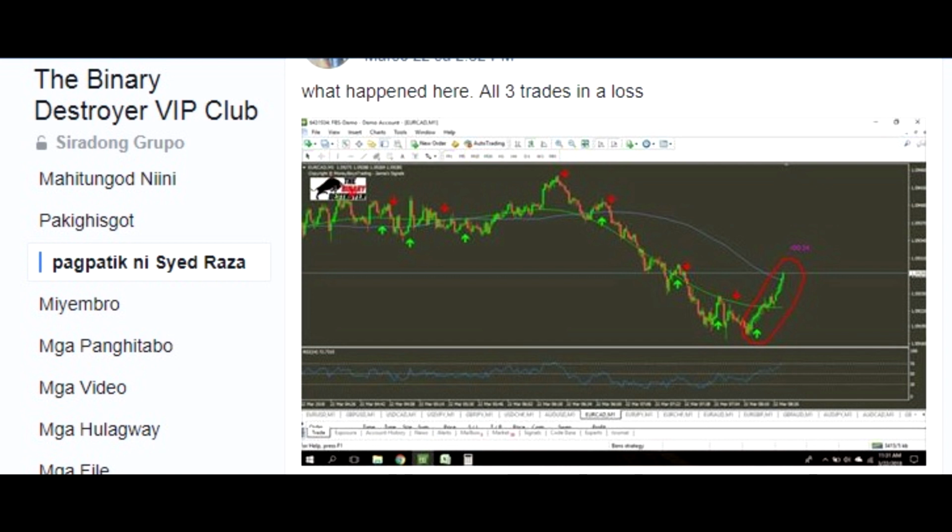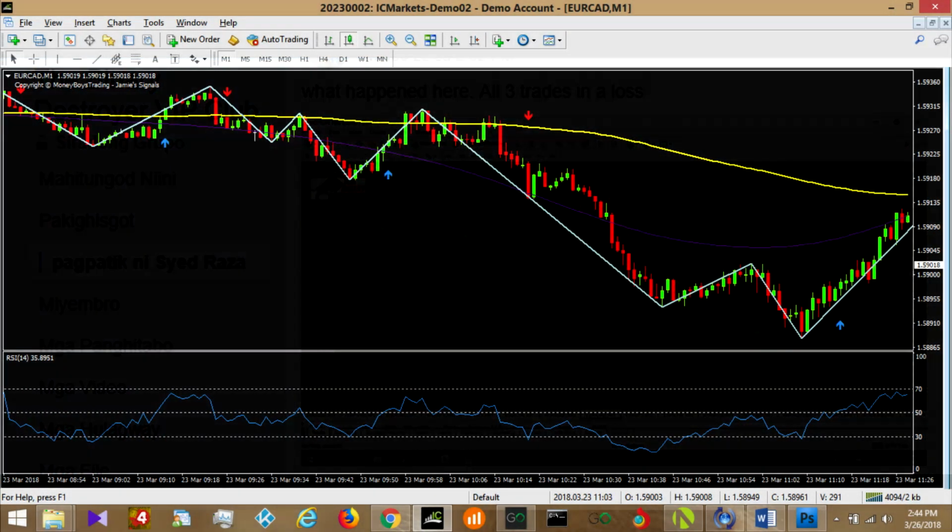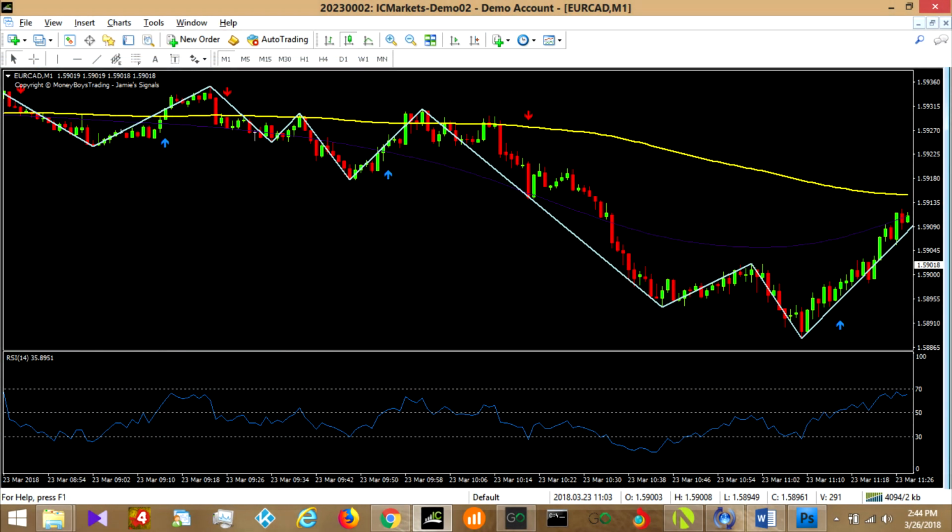Now, regarding the post of one of our members on the group that says he lost all three trades via martingale, in order to prevent that, RSI divergence comes in handy. Now in this picture, we have the same reference as the case of our member.